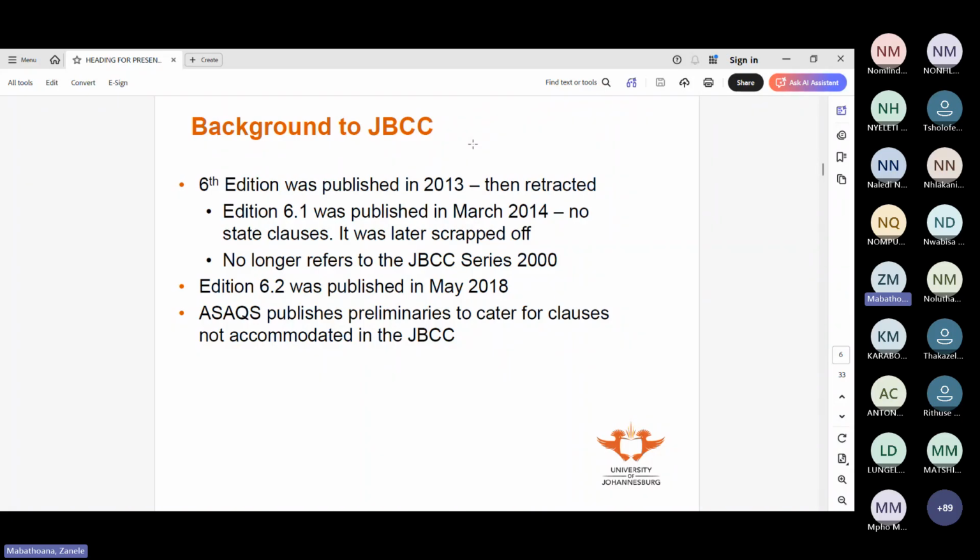We moved from edition 5 right to 6.2. So 2013, 2014, 2015, 2016, 2017, no JBCC. And then in May 2018, they released edition 6.2. When it was released, it didn't have state clauses. They have been added since. And again, the ASAQS continues to publish preliminaries, which also cater for clauses that are not accommodated in the JBCC.